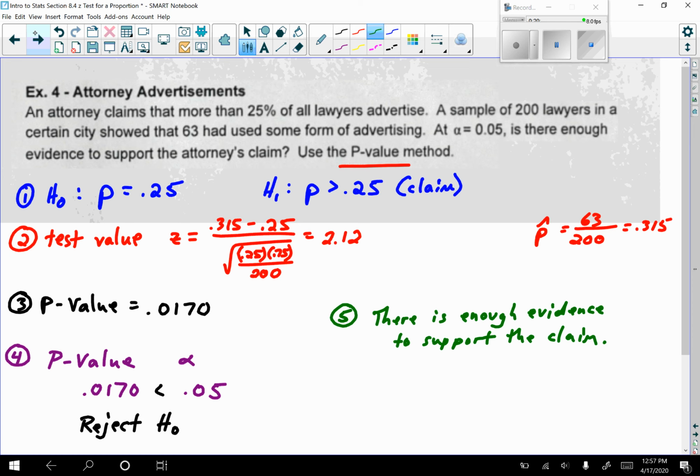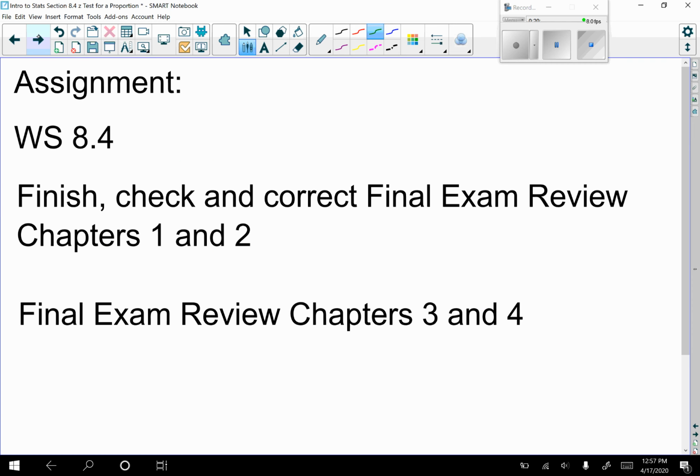So just to give you a layout of what the rest of this week will look like, I'm going to assign worksheet 8.4, and I'll have those answers posted over the next day or two. I'm also going to post the solutions to the final exam review, chapters 1 and 2, and then give you chapters 3 and 4 for the final exam review. After this, then, probably by the end of the week, I will have directions up for what I'm going to be looking for you guys to finish your research report.